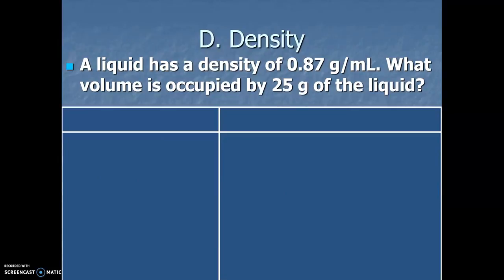Another way to use density is to find the volume of a substance. So in this case, similar to the last question, we're given the density. However, this time we are given the mass of the liquid at 25 grams and asked to determine what the volume is.